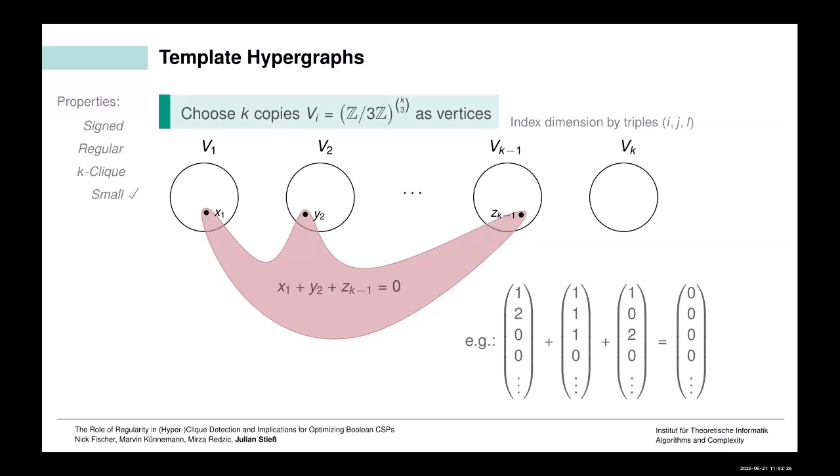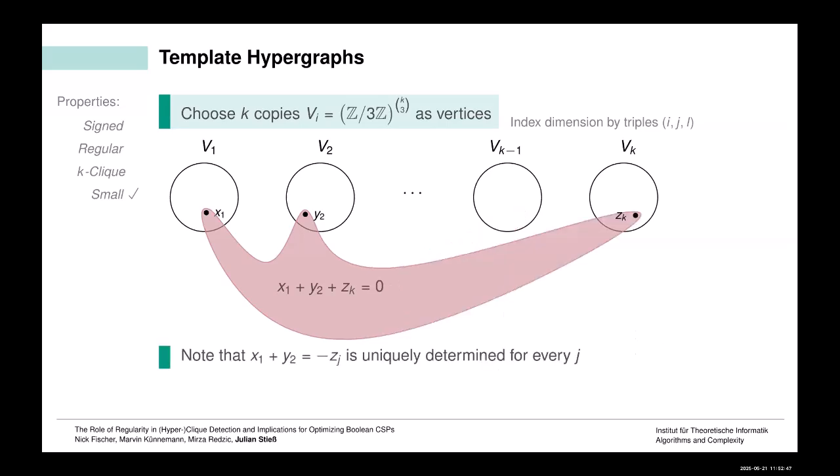So, for example, here's a small example. We have the element 1, 2, and then zeros, 1, 1, then zeros, and 1, 0, 2, and then zeros. Those three elements add up to the all-zero vector. So exactly that means that we will construct a positive edge between those vertices. And right, so that's how we do the positive edges.